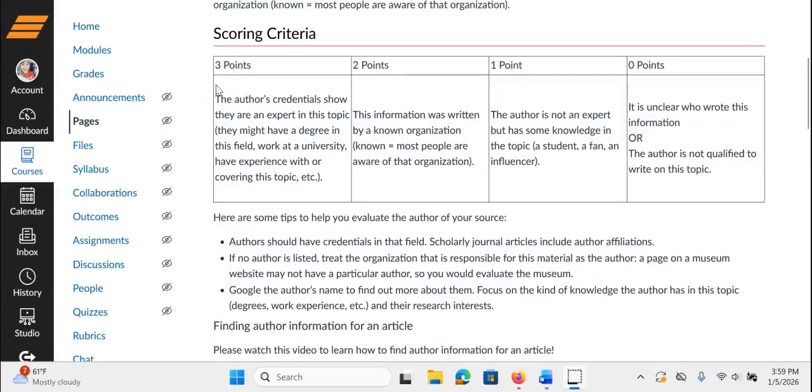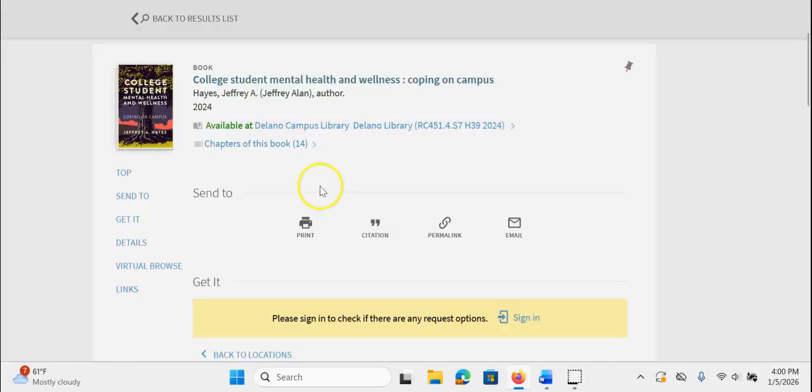All right, let's take a look at how to evaluate the author of a book. So obviously, remember, we want our author to have credentials that show they are an expert in this topic in some way, right? So with a book, we can definitely look at that information. With articles that you find online, you may have to evaluate the organization that published it, but with a book, we should be able to find an author very easily.